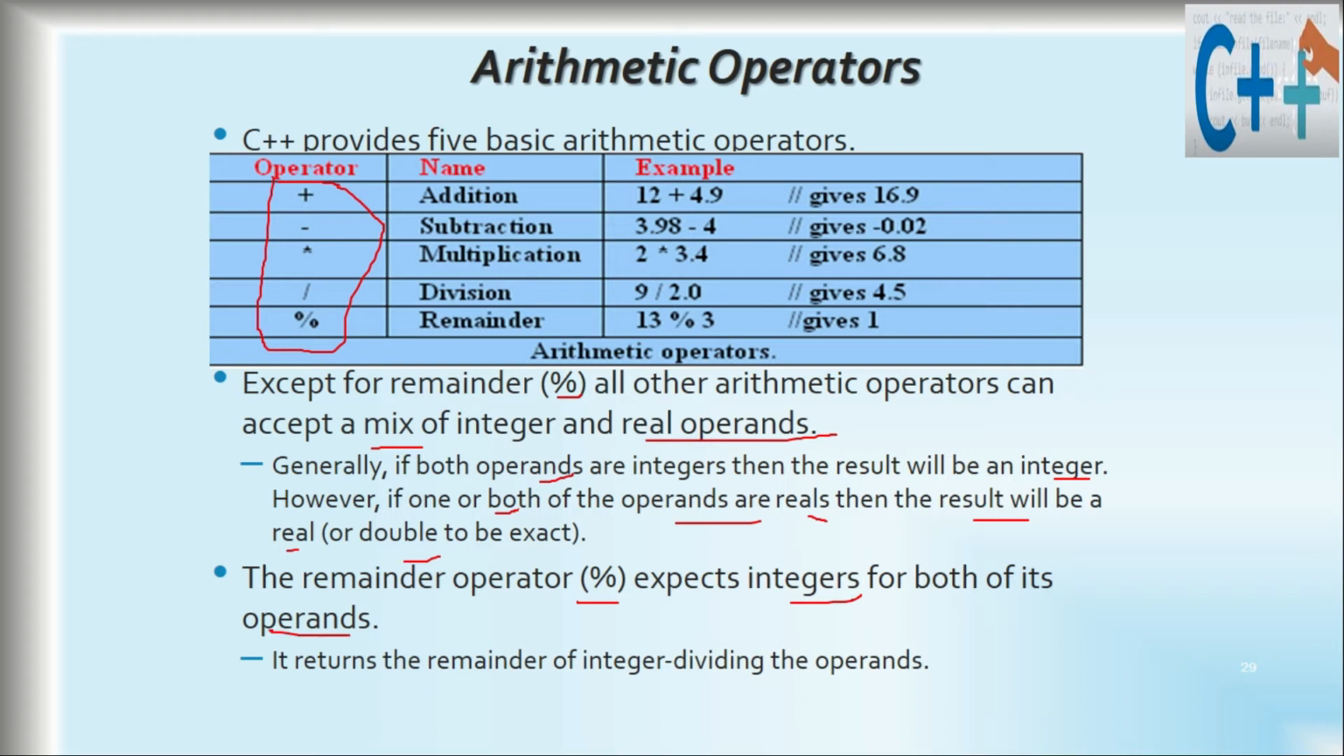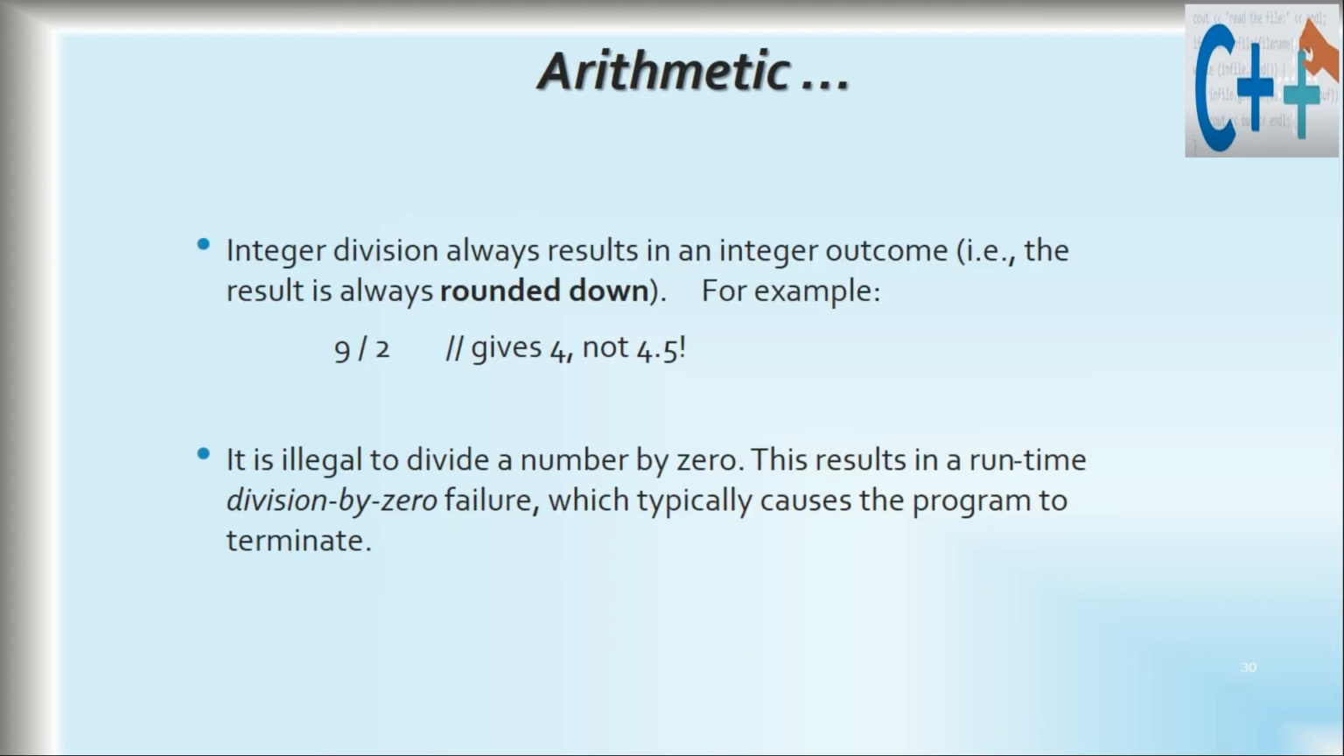It only displays the remainder of the operands. It returns the remainder of integer division of the operands. Okay, good. Arithmetic operator integer division always results in an integer outcome. That means the result is always rounded down. For example, 9 over 2, the output is 4, not 4.5.